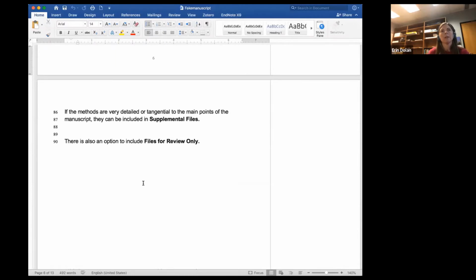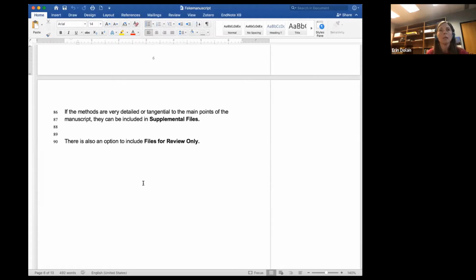About supplemental materials. If the methods are really detailed or tangential to the main point of the manuscript, you can include those as supplemental files. Supplemental files are materials that get published along with your paper, but aren't edited and aren't proofread in the same way that your manuscript file is. It's a great place to include any kind of assessment tools, any kind of data collection tools, even R code you've used in analyzing your data, anything you think would be helpful for understanding your work or replicating your work.